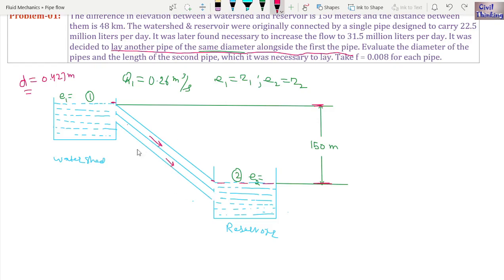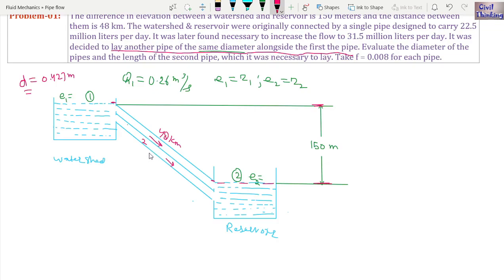Now we have to find the length of this pipe, right? We don't know the length of the second pipe, how much pipe we need. You may say the question gives the distance between them as 48 kilometers, so the length of pipe 2, the second pipe, is 48 kilometers too. But no, it's not like this.